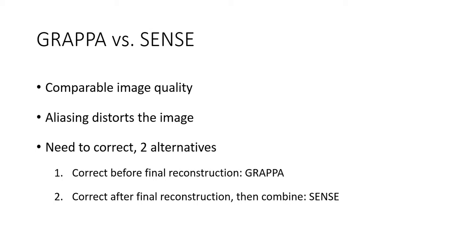Essentially the idea is that aliasing distorts the images, and obviously these aliasing effects need to be corrected. There are two alternatives. One is to correct before final reconstruction, and this is what GRAPPA does. The other alternative is that we can correct after final reconstruction and then combine the images, which is what SENSE does.